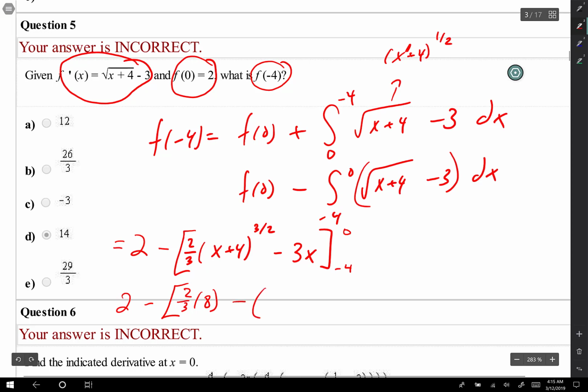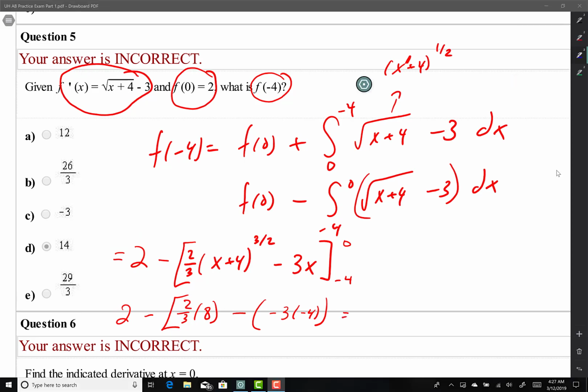Minus, now I'm plugging in a -4. Negative 4 plus 4 is 0. 0 to anything is 0. Minus 3 times negative 4 is a 12. So let's see what we have here. 2 minus, 2/3 times 8 is 16 over 3, minus 12.